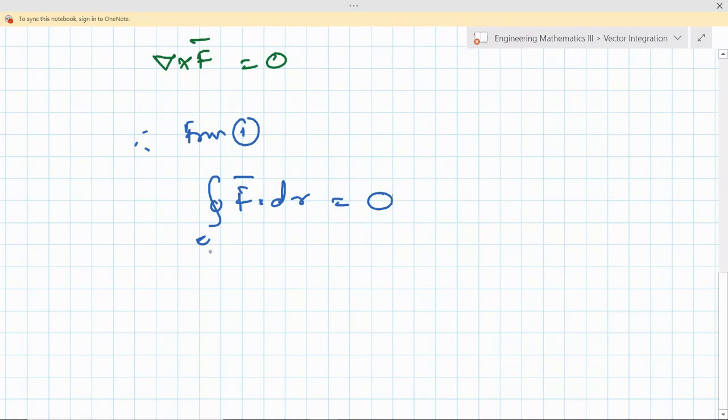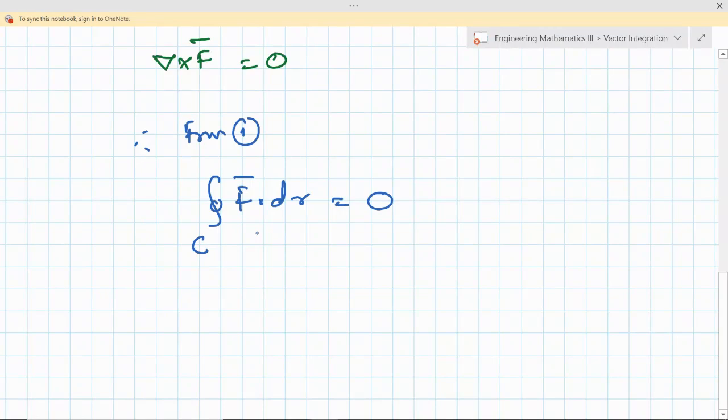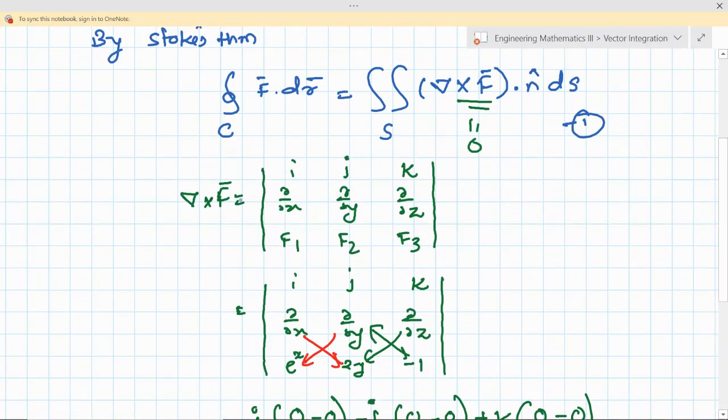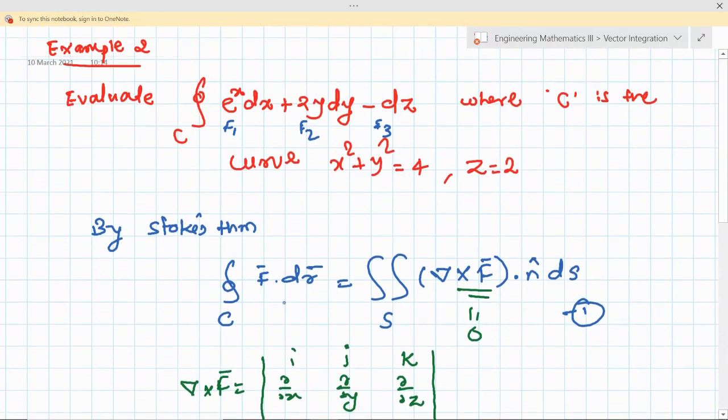And see how simple it is. Once you know Stokes theorem and you find del cross F bar, you get del cross F bar is 0, and automatically that term becomes 0. As that surface integral becomes 0, and because we know the surface integral is the same as the line integral, if we compare both, automatically the line integral also becomes 0.